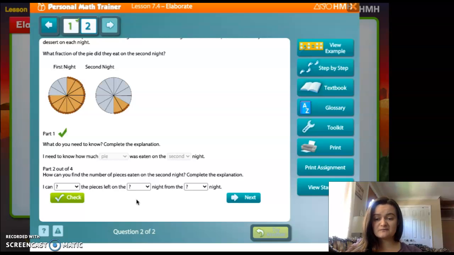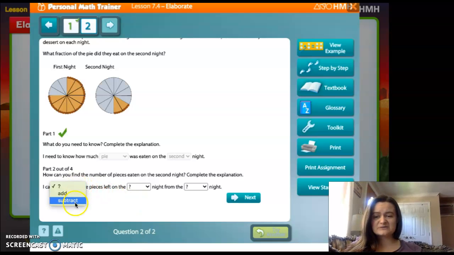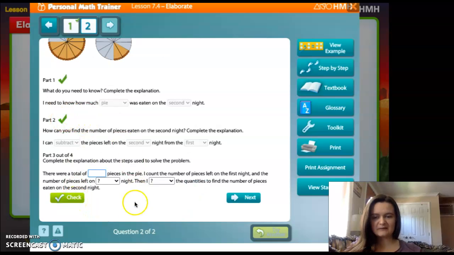How can you find the number of pieces eaten on the second night? Complete the explanation. I can add or subtract. Well, we are subtracting. I can subtract the pieces left on the second night. So I'm going to take my second night, which is 2 pieces. So I'm going to take away those 2 pieces from however many pieces are on this side, because there's a lot more, because I could subtract a small number from a larger number. Remember that. From the first night, check your answer and move on.